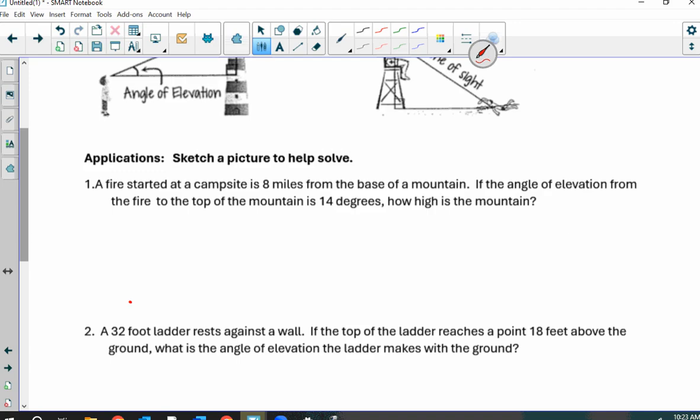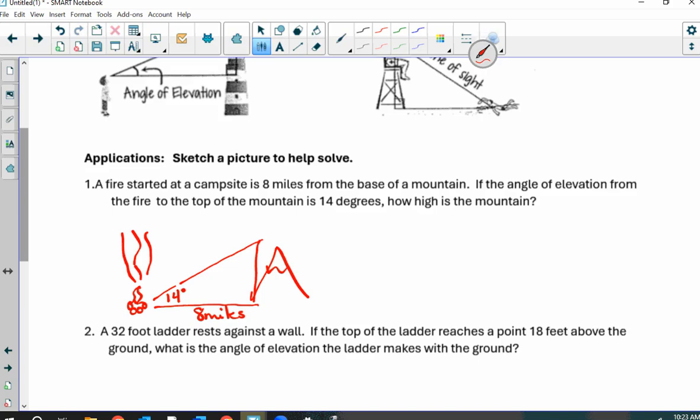So you have a fire. Draw me fun pictures, guys. I am terrible at drawing, and still, draw me fun pictures. It keeps me entertained. We have some sort of mountain over here. Lovely mountain. The campfire is 8 miles away from the base of the mountain. It tells me the angle of elevation from the fire to the top of the mountain is 14 degrees. How high is the mountain?